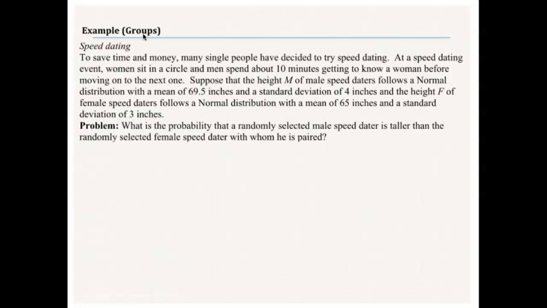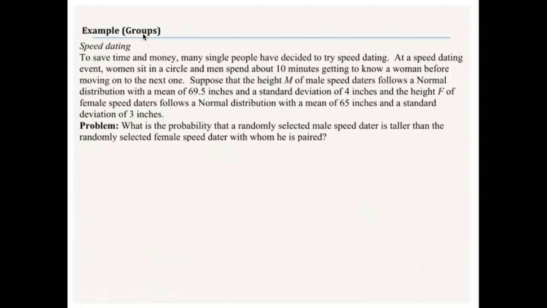All right, so what we're going to look at is the height M of male speed daters follows a normal distribution with a mean of 69.5 inches and a standard deviation of 4 inches. And the height F of female speed daters follows a normal distribution with a mean of 65 inches and a standard deviation of 3 inches. What is the probability that a randomly selected male speed dater is taller than a randomly selected female speed dater with whom he is paired?